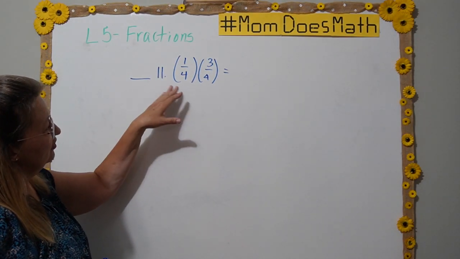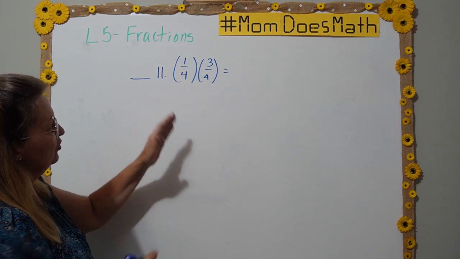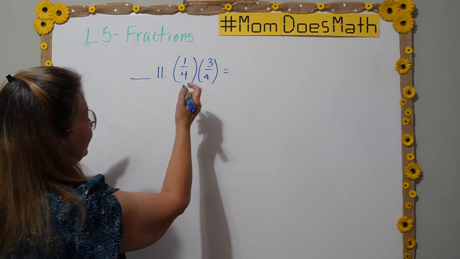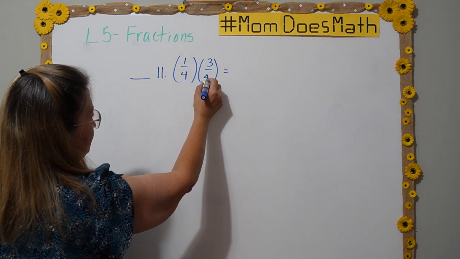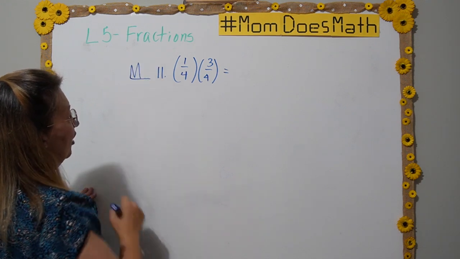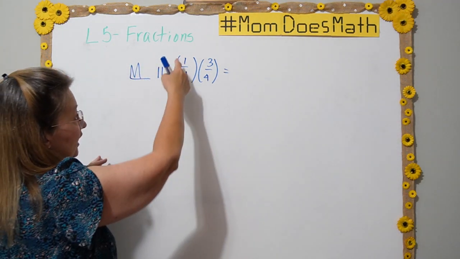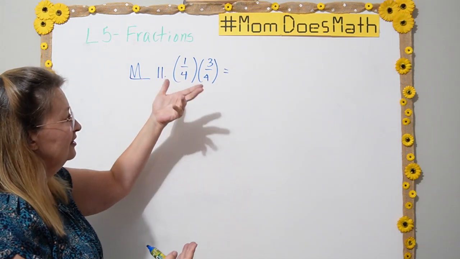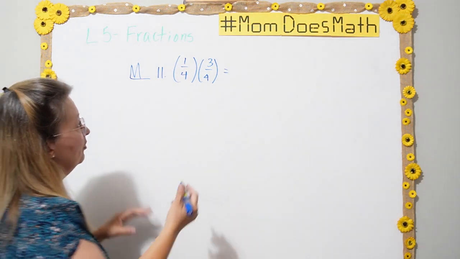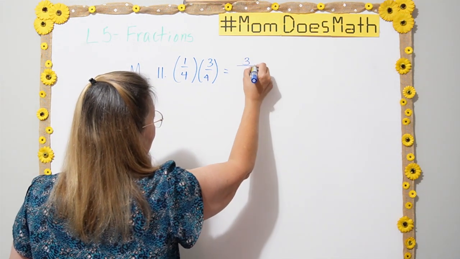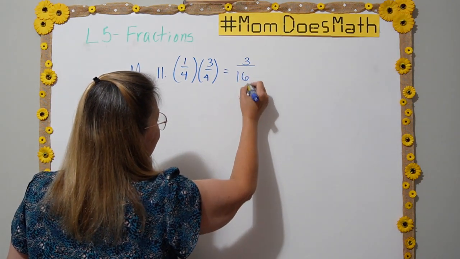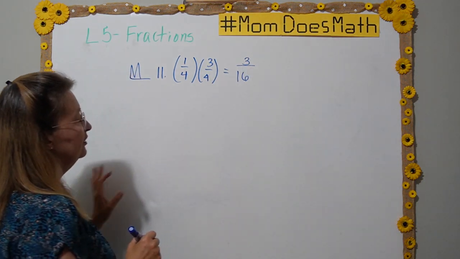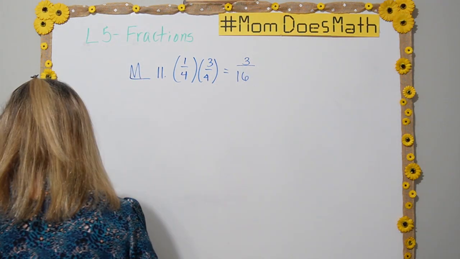Okay, we have number 11, 1/4 times 3/4. When you have two sets of parentheses, that indicates multiplication. So this is going to be a multiplication problem. And when you have multiplication, if you can reduce, you can, or if you want to. This one, nothing reduces. So we're just going to multiply straight across the top, which is 3. Straight across the bottom is 16. That won't reduce, so that's your final answer.